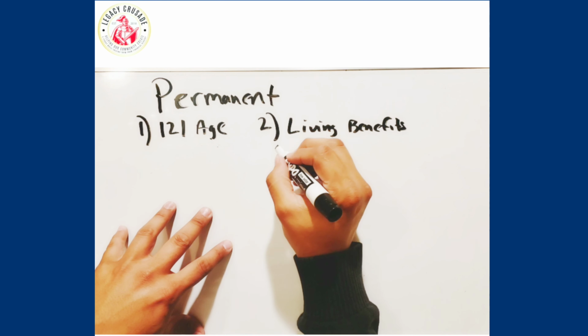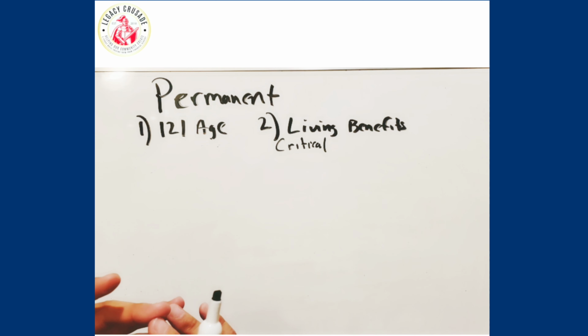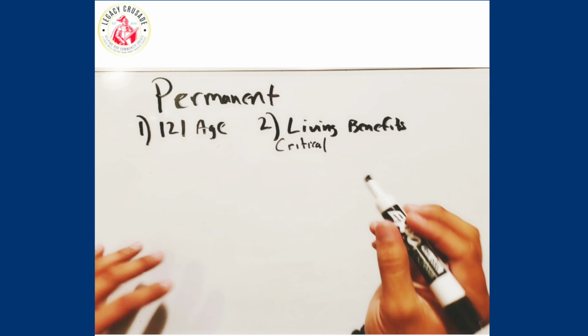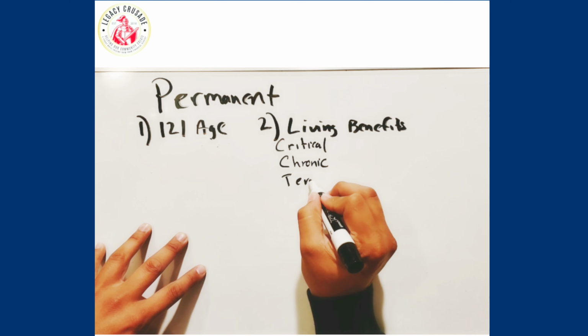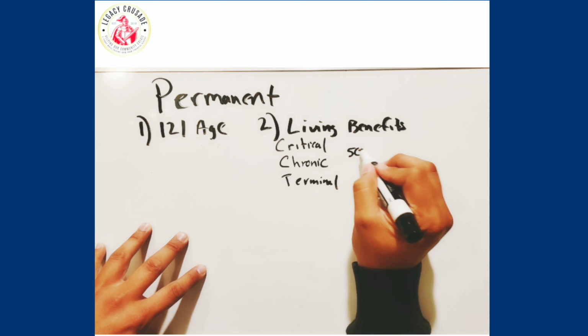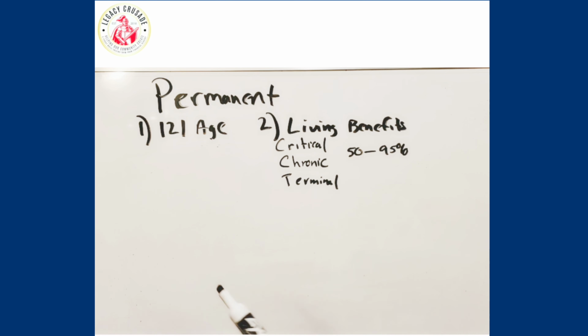What this means is if you get diagnosed with a critical illness, which is cancer, complications of diabetes, lupus, Crohn's, heart attack, stroke, anything severe, a chronic illness or terminal illness and you're going to die, you can advance 50 to 95% of your death benefit depending on the severity of your illness.